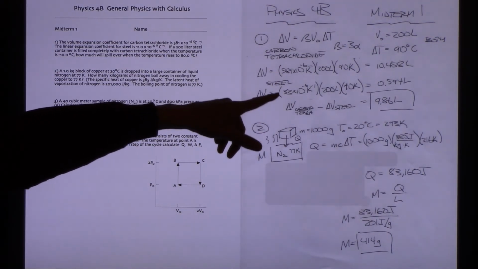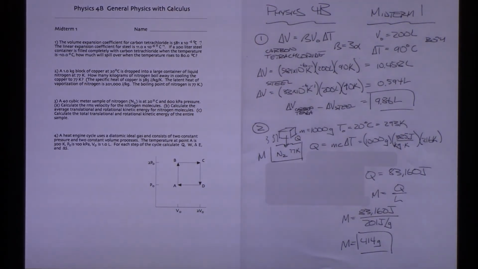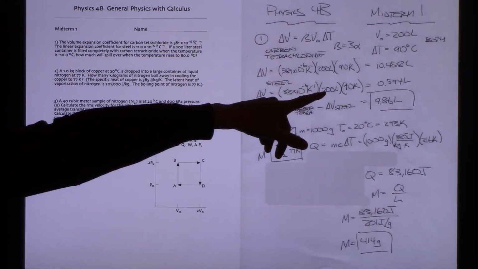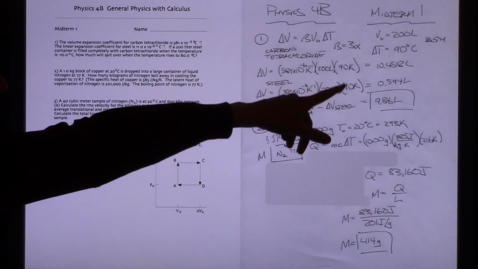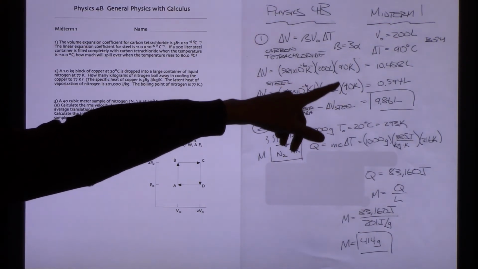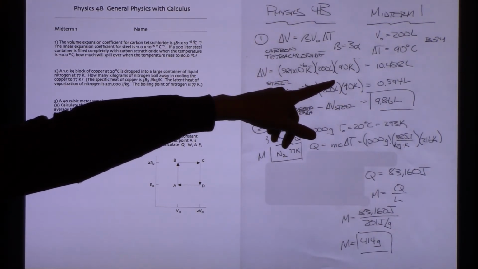And then we can do the quick comparison here of, hey, 581 is a bigger number than 33. The carbon tetrachloride is expanding at 15 or 20 times the rate that the steel is, and so there is going to be carbon tetrachloride overflow for the container. The container is listed as 200 liters. Both samples, the carbon tet and the steel, are having a delta T of 90 Celsius.